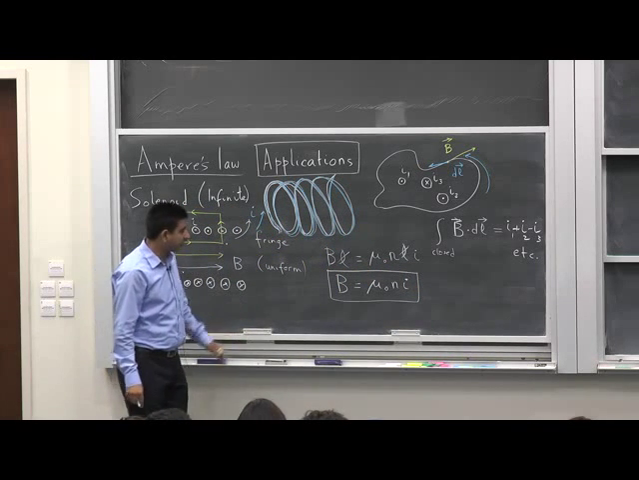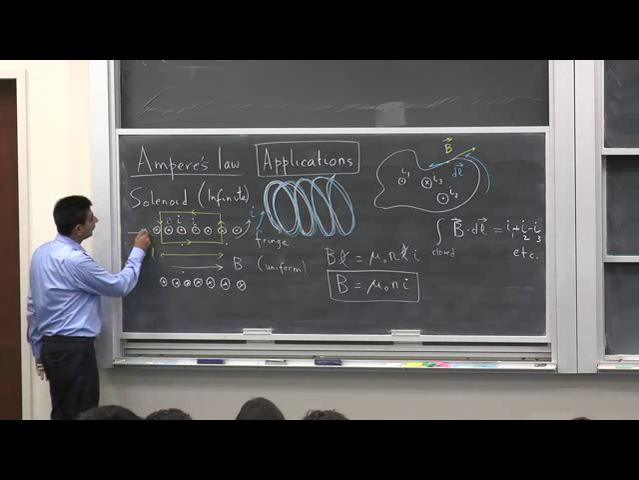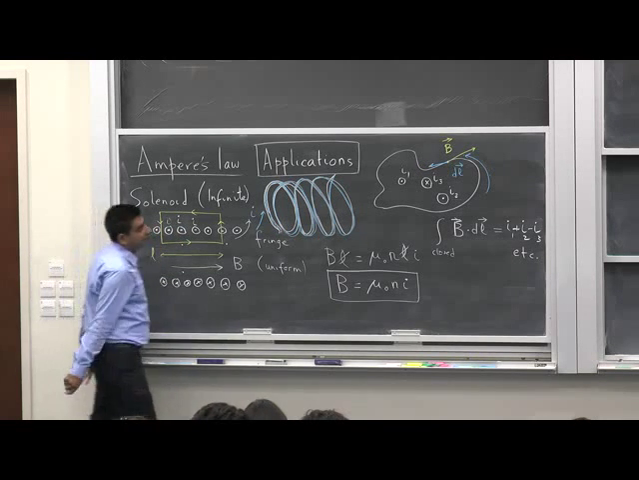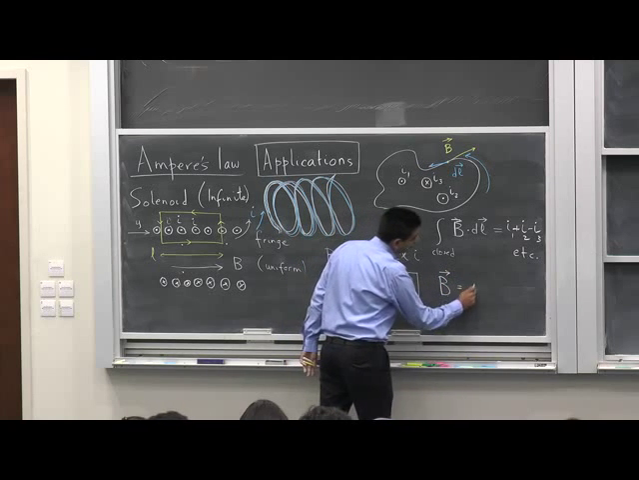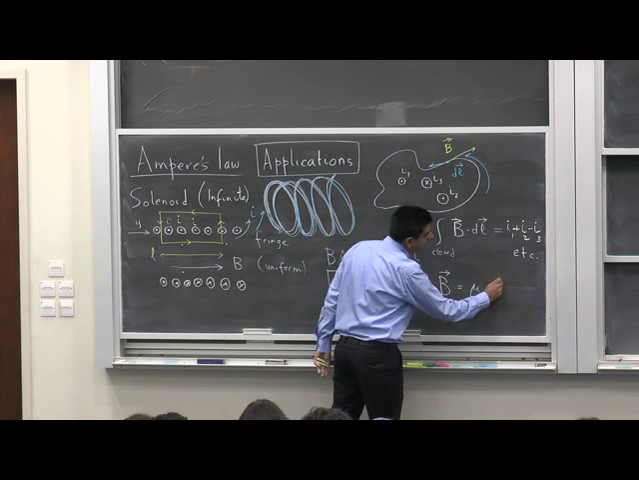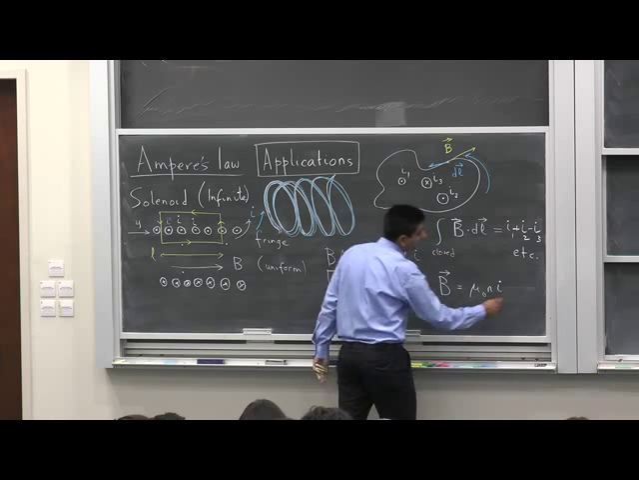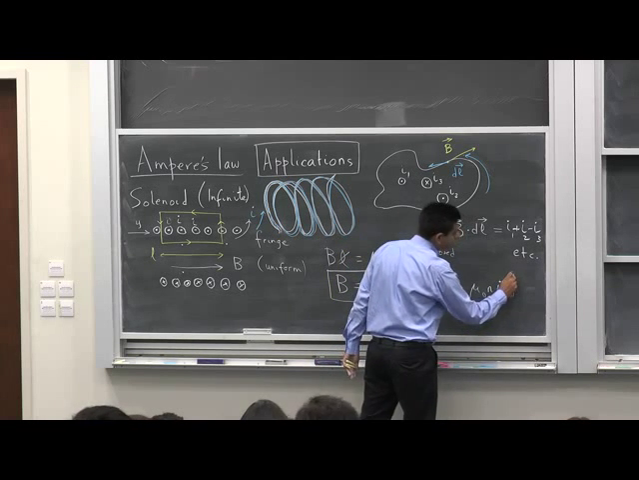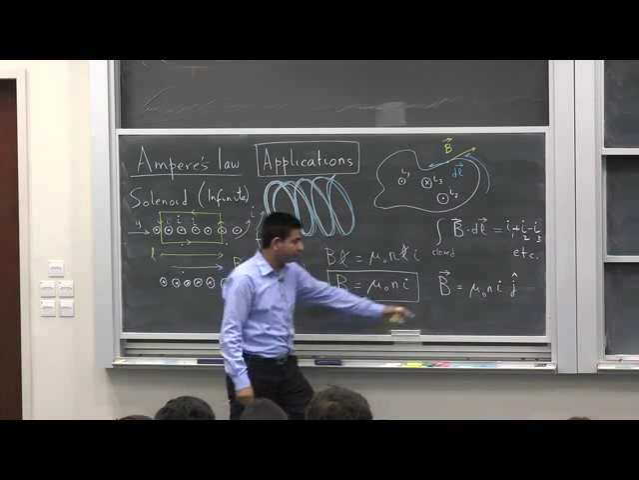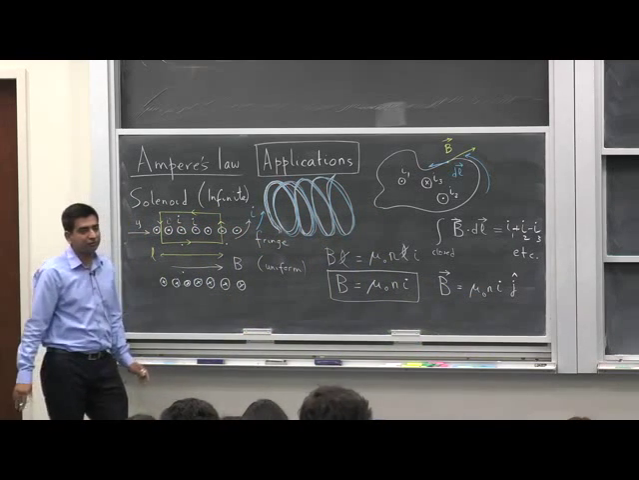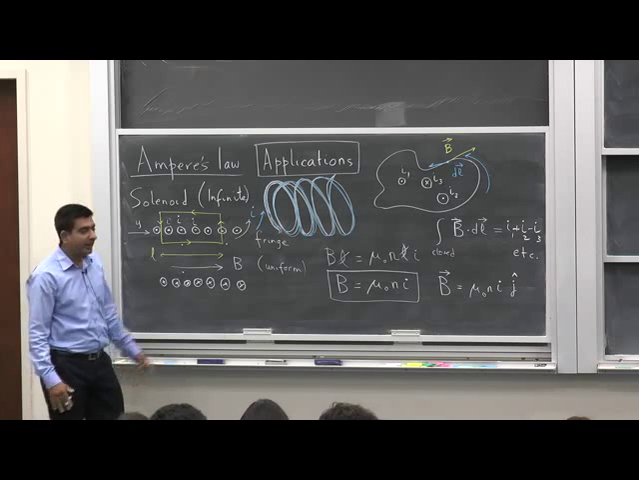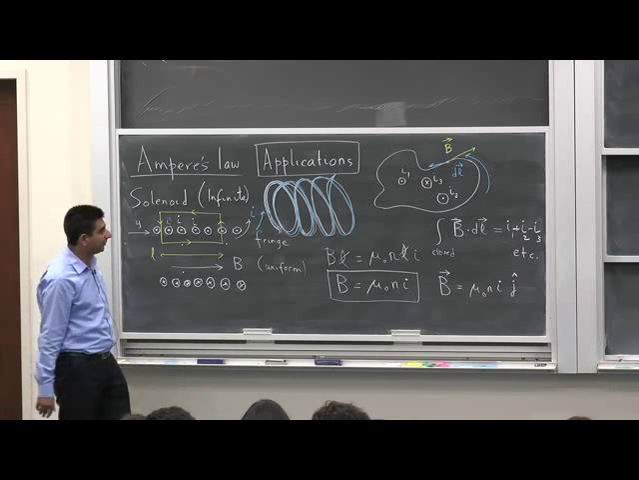And if you would like to put vector signs, and if you take this to be your y direction, then the magnetic field is a vector, mu naught nI, pointing in the j direction. And don't confuse this with the current density, by the way. So this is the magnetic field due to a solenoid, inside the solenoid. Outside the solenoid, it's zero anyway.